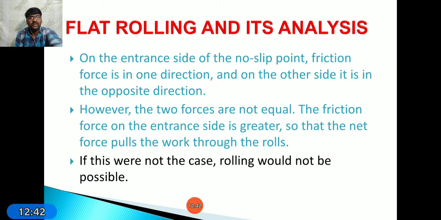If this were not the case, rolling would not be possible. Suppose the two forces are not equal: the friction force on the entrance side is greater than on the exit side. Based on this principle, the workpiece is moved forward. Otherwise, what happens? Slippage of the workpiece occurs, and the rolling process cannot be carried out.